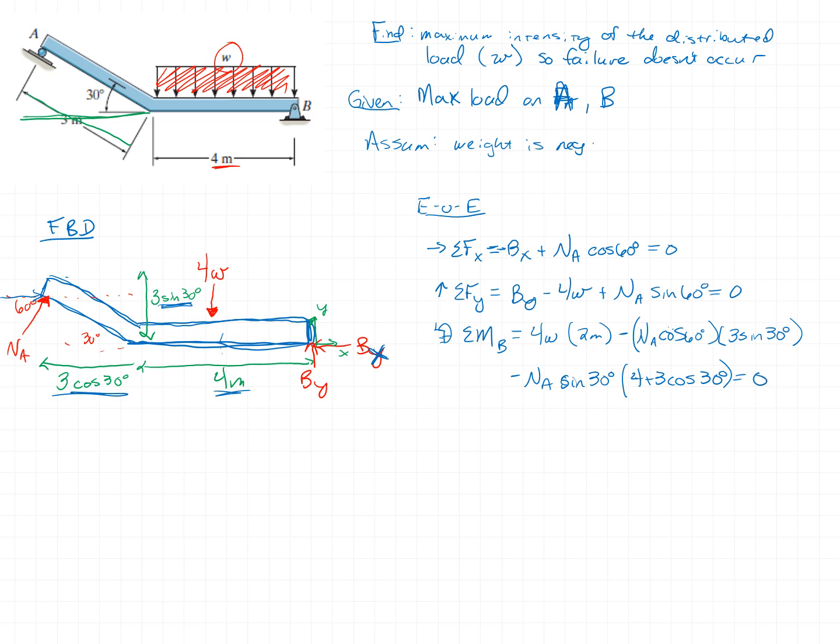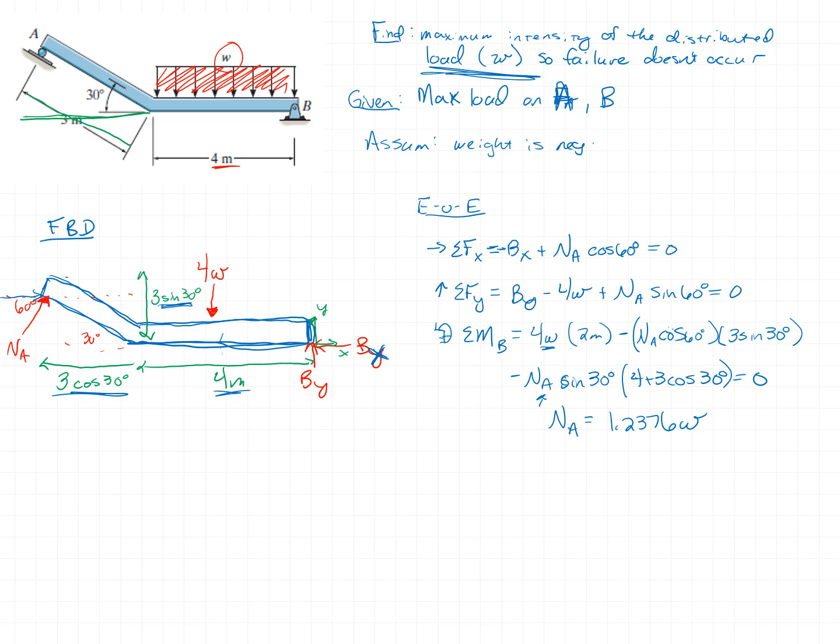0. So now what I'm going to do is solve these with respect to W, because what I'm trying to figure out is this W. So this equation here has only two unknowns, NA and W. So I'm going to solve NA is equal to 1.2376 W.